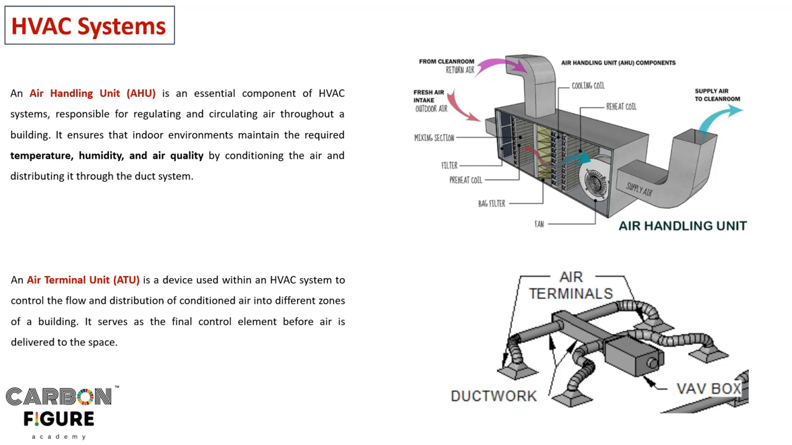An air terminal unit is a device used within an HVAC system to control the flow and distribution of conditioned air into different zones of a building. It serves as the final control element before air is delivered to the space. So they are not two different sets of concepts. The ATU is the final component of the AHU, right?